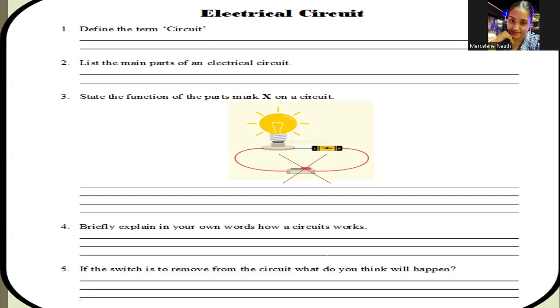Okay, Samuel, you're gonna answer number four for me. Briefly explain in your own words how a circuit works. Excellent. Class, is he correct? Wonderful. So we know that in order for a circuit to work, electrical charges must come from the power source. It goes through the wires and then to the bulb and your switch should it be open or closed? Very good, right?